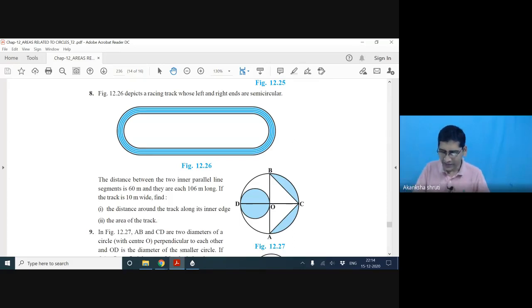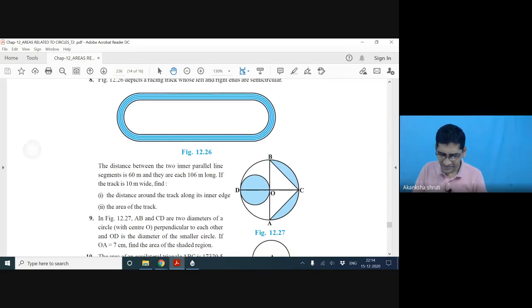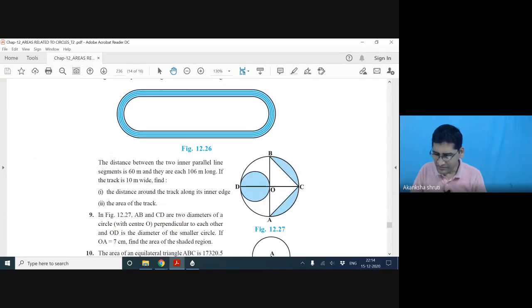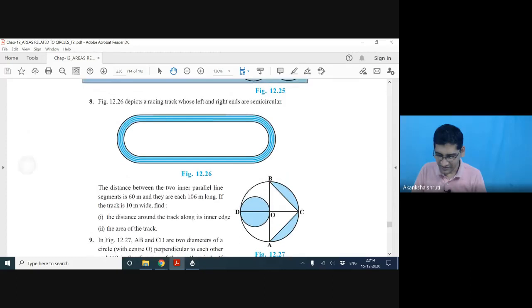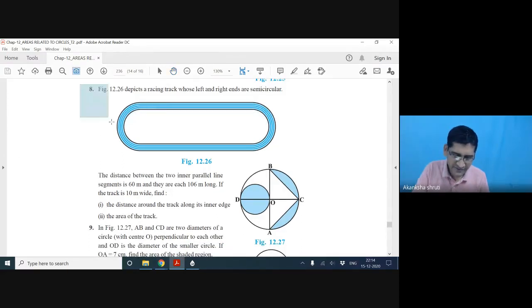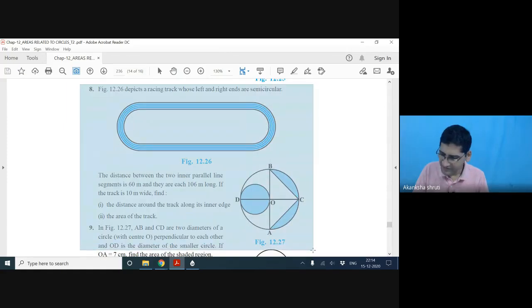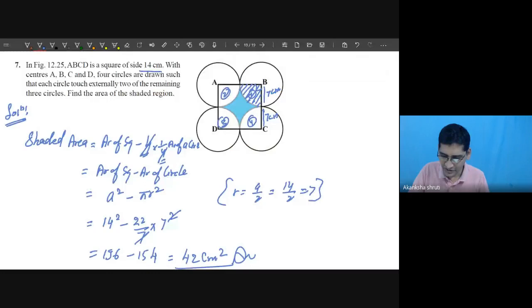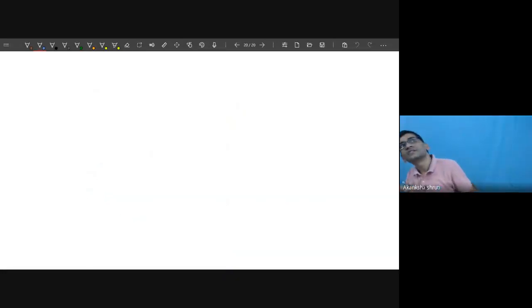It is important, students, that you understand which radius you shall consider. Question number 12.27 is also very easy. So let me explain one by one. I hope you people can do it at home. I'm just going to give you the hint for this question, then I will start the class. You have to do more practice.